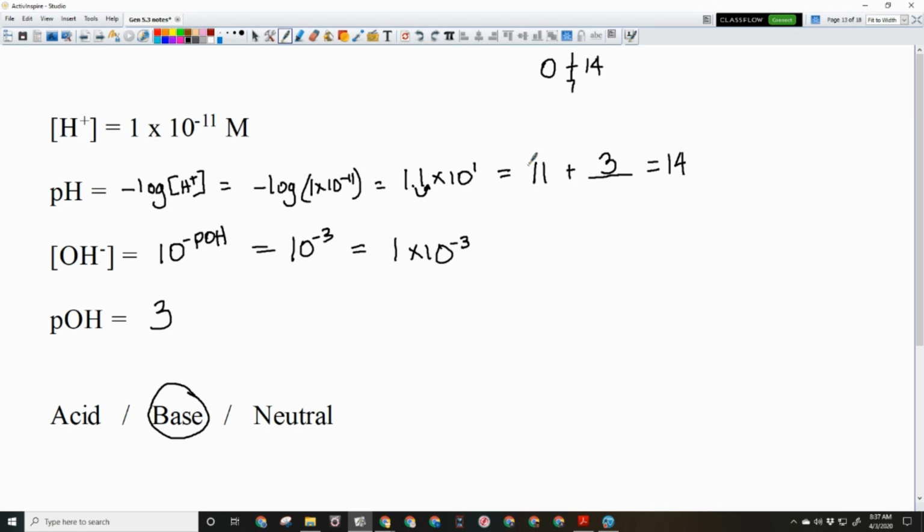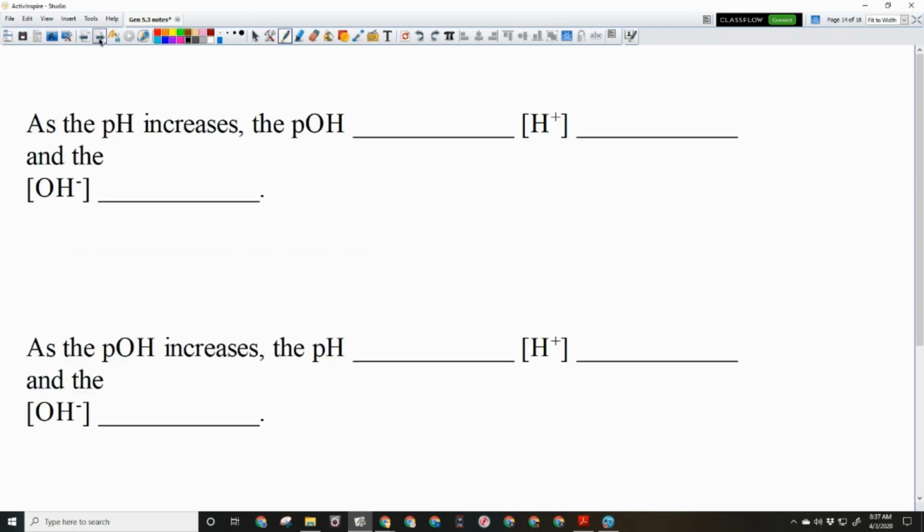11, and our pOH was 3. So as our pH increases, the pOH decreases. Because think about this: pH plus pOH is equal to 14.